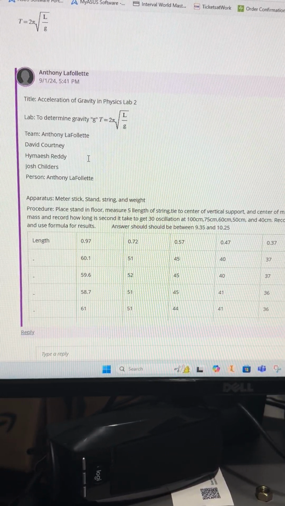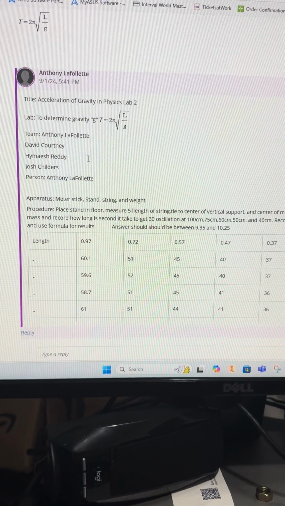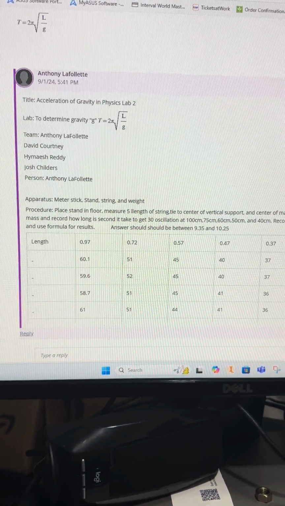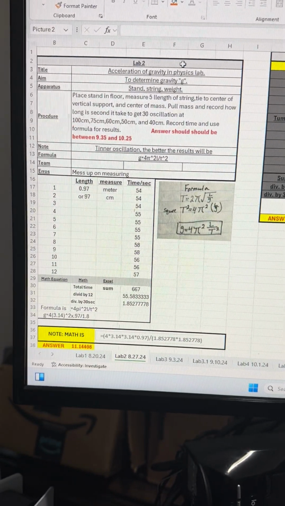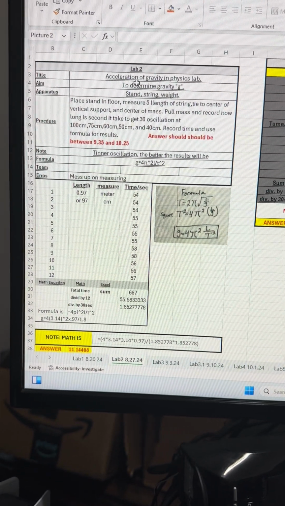Hello, so this is going to be going over lab 2. What was this lab? This lab was acceleration of gravity.